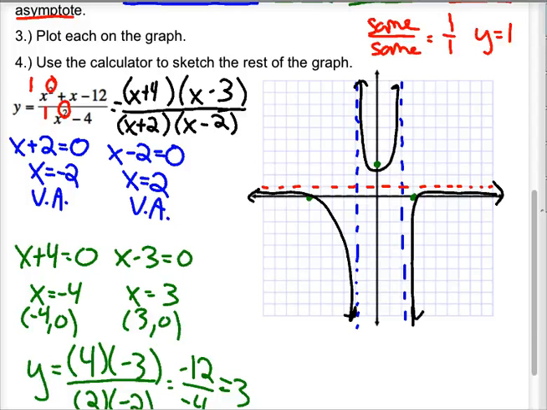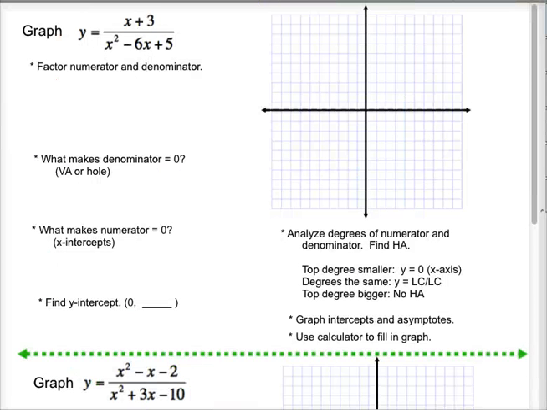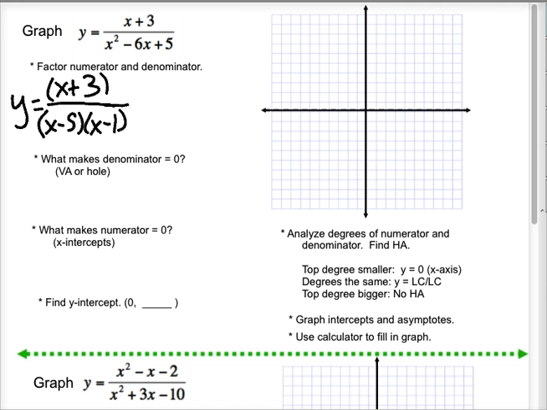All right, so let's do another example together. So again, the first thing is we need to factor the numerator and the denominator. So this is going to turn into x plus 3 over x minus 5, x minus 1.